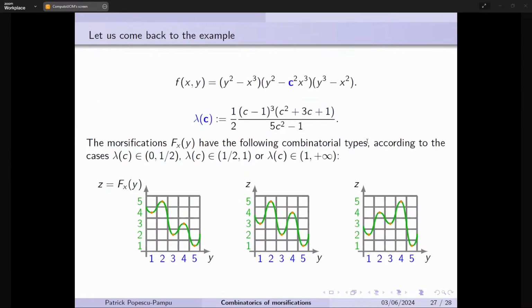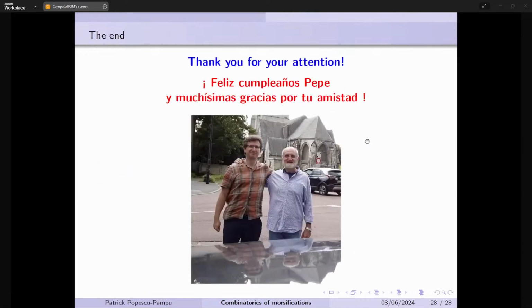What we did is completely computational, algorithmic, so it allows us to say that in this example, when we vary the parameter C, we get in fact three possible combinatorial types, and we compute exactly on which intervals we get them. Well, this is the end, and you may read what I want to say.